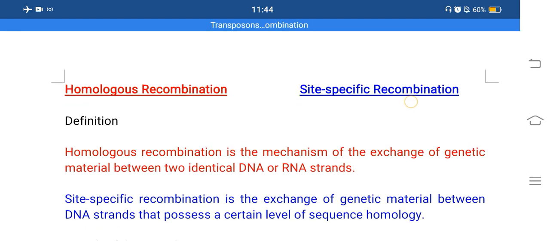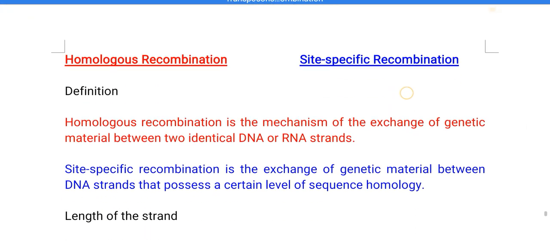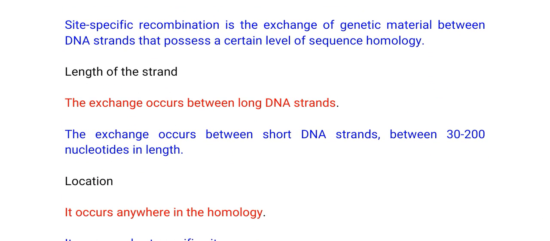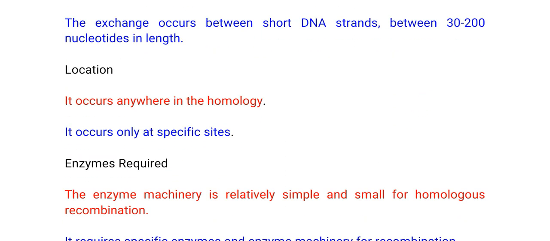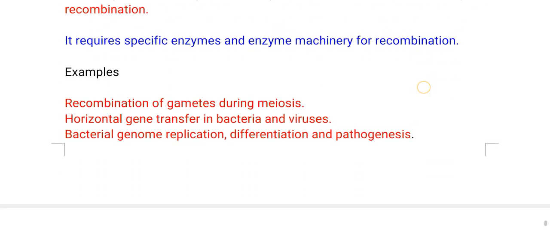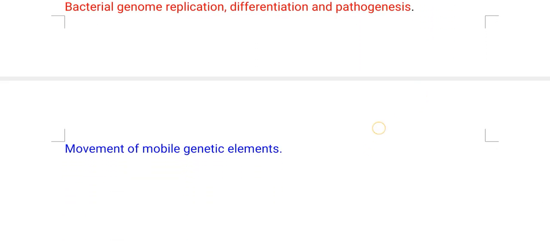Site-specific recombination is the exchange of genetic material between DNA strands that possess a certain level of sequence homology. The exchange occurs between short DNA strands between 30 to 200 nucleotides in length. It occurs only at specific sites. It requires specific enzymes and enzyme machinery for recombination. Examples include bacterial genome replication, differentiation, pathogenesis, and movement of mobile genetic elements.